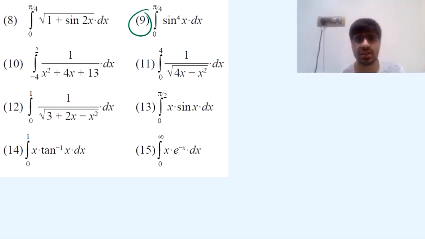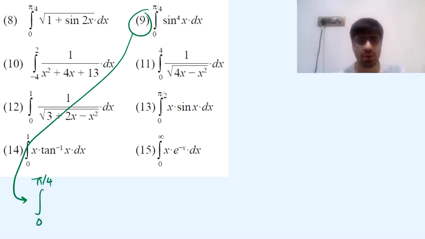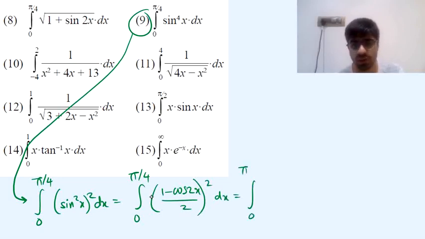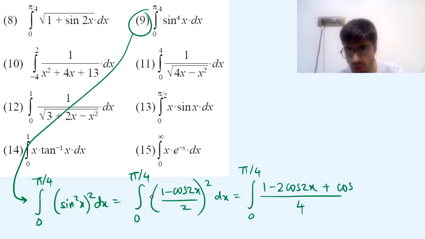In a similar way, let's integrate sine power 4x. The method to integrate that is, you write it as sine square x the whole square. And then you can write sine square x as 1 minus cos 2x the whole divided by 2. And you have the square of it. So this continues further and you get 0 to pi by 4. There's a 1 upon 4 term here, and when you square it, you get 1 minus 2 cos 2x plus cos square 2x.